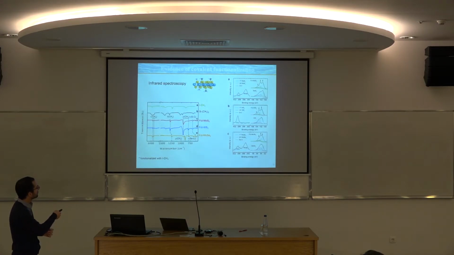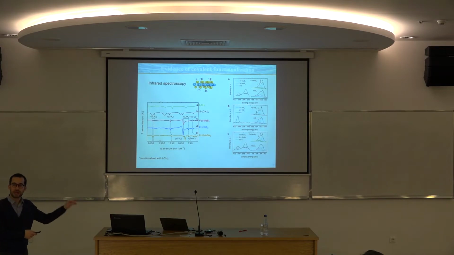I will go just briefly on this. This is just to confirm that we have covalent functionalization. This is the FTIR spectra. So this is the molecule. Here we functionalize with iodomethane. This is actually dimethyl sulfide, where you have the methyl bonded to the sulfur, just to see that we have similar signals. And this is the functionalized TMDs, so molybdenum sulfide, tungsten sulfide, molybdenum diselenide, that has been functionalized with methyl groups.